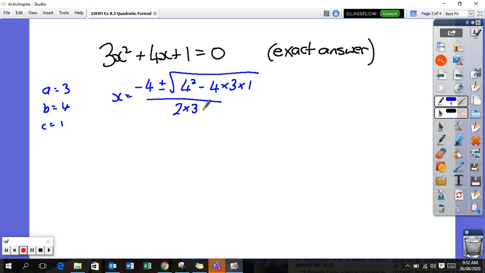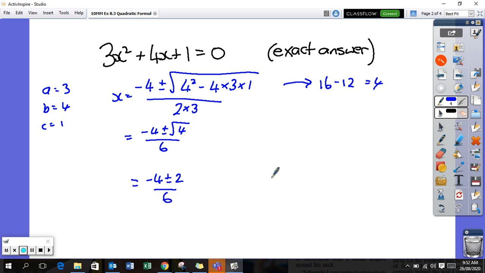You can look back at your formula and look at this because you've got the formula copied into your bound reference. So I'm just going to do this bit. That's going to be 16 minus 12. 4 times 3 is 12 times 1. 16 minus 12 is 4. So we've got x equals minus 4 plus or minus the square root of 4 over 6. The square root of 4 we know is 2, so x equals minus 4 plus or minus 2 over 6. Now this is the bit that gets people.